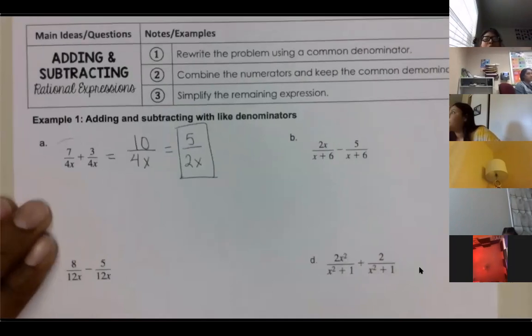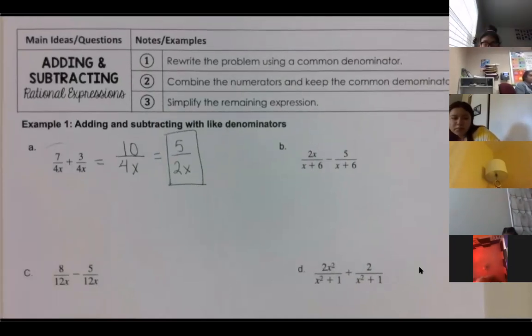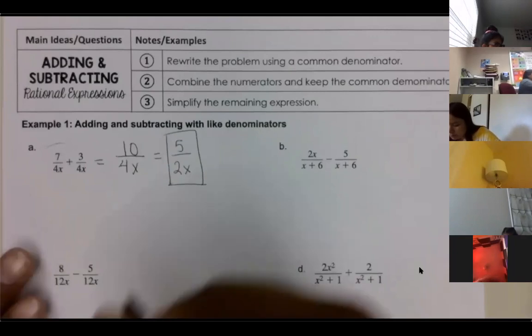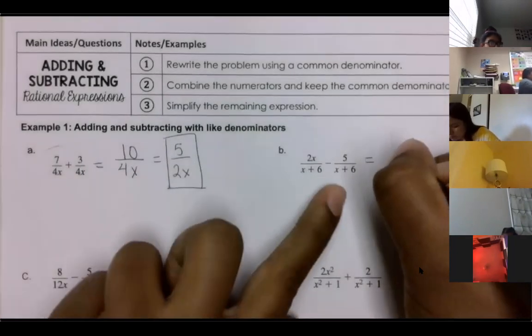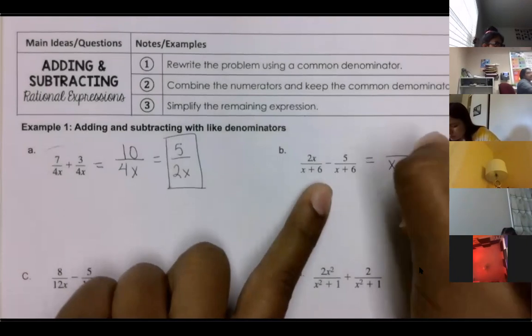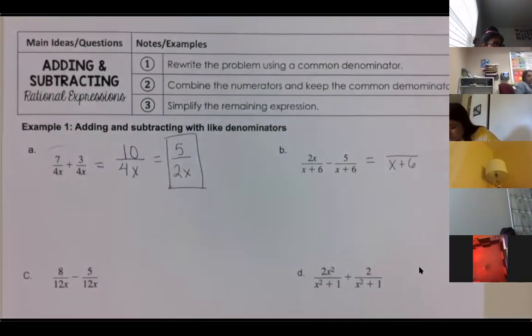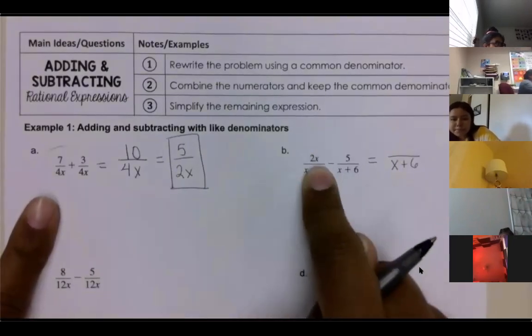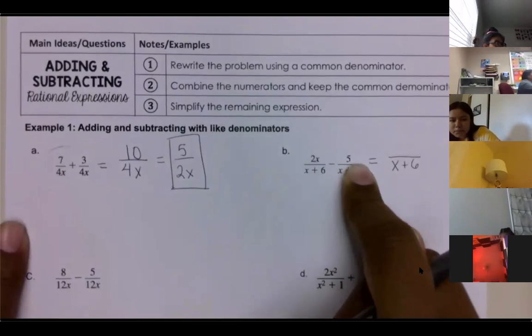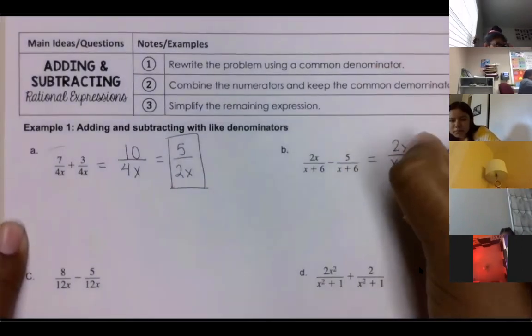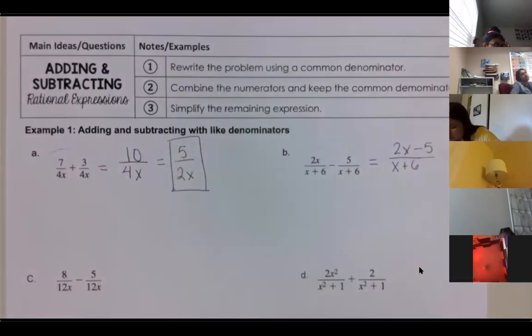All right, let's go to part B. We've got 2x over x plus 6 minus 5 over x plus 6. So check and see that you have a common denominator. You're going to keep that common denominator as x plus 6, and then you're going to combine the numerators. So 2x minus 5. Another common mistake I see is students will say, oh, 2x minus 5 is negative 3x. But you can't do that. Don't be one of those students, because these are not like terms. This is an x term, and this is just a constant, so you can't combine them. You just have to leave it as 2x minus 5.